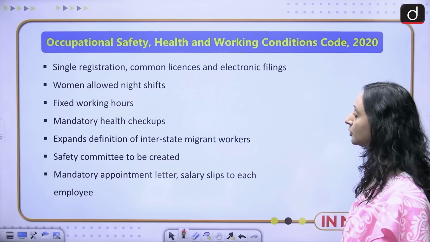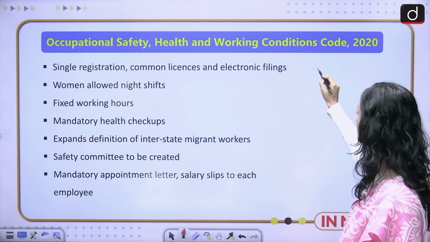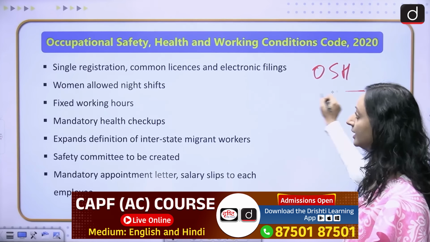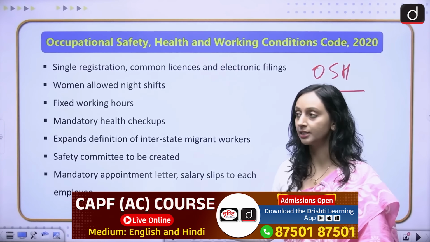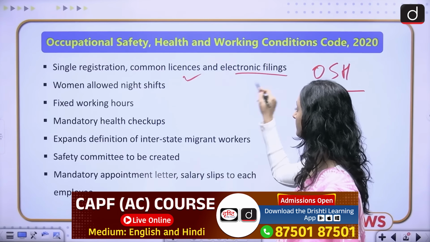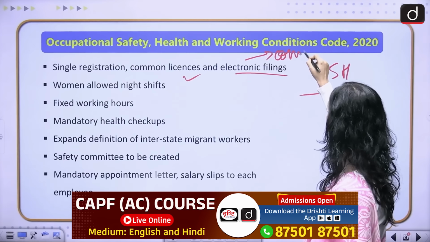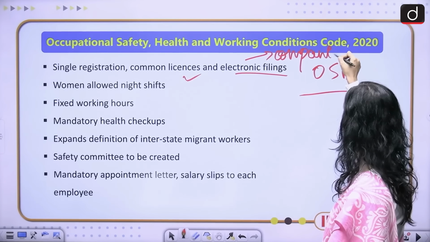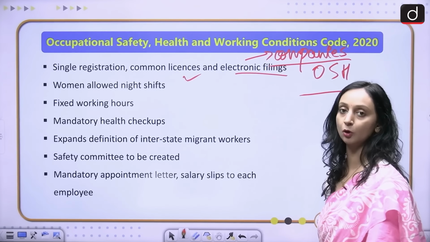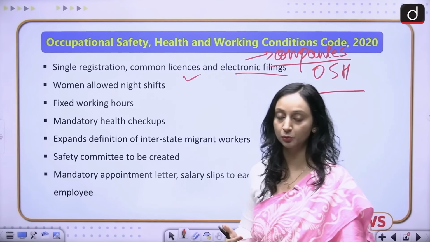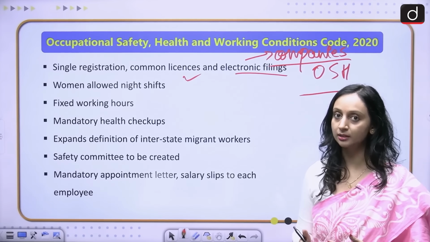Then we have the Occupational Safety, Health and Working Conditions Code, which is the OSH Code. Here, now there is a single registration, common licenses and electronic filings for our companies. So this is going to benefit our employees. It is going to ease out the registration process. It is going to ease out the license process.